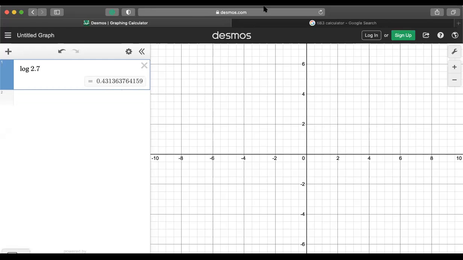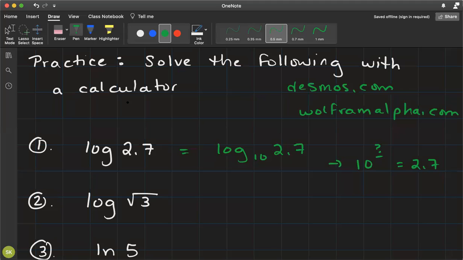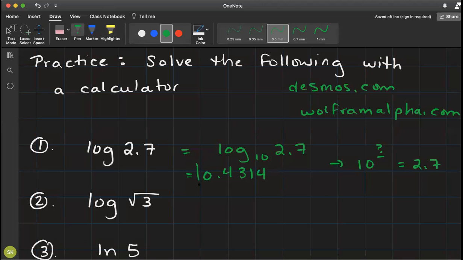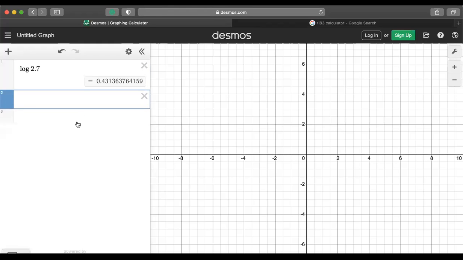Let me go back. I think we got 0.431. I think actually that rounded up to 4. Yeah, I'm just looking back real quick. So this is the answer. But I want to go back to my graphing calculator. And I'm going to show you that this is actually log base 10.